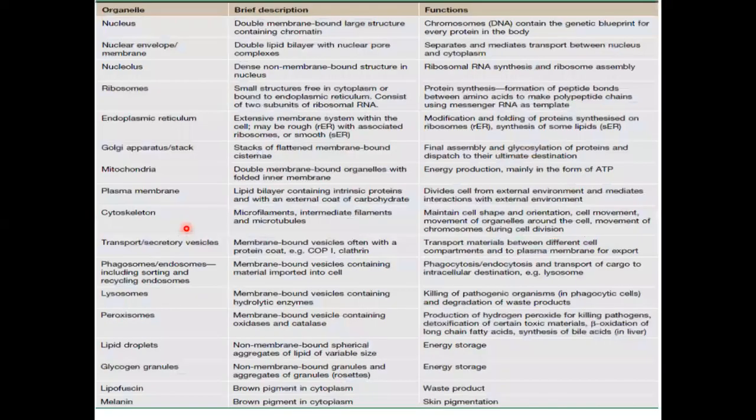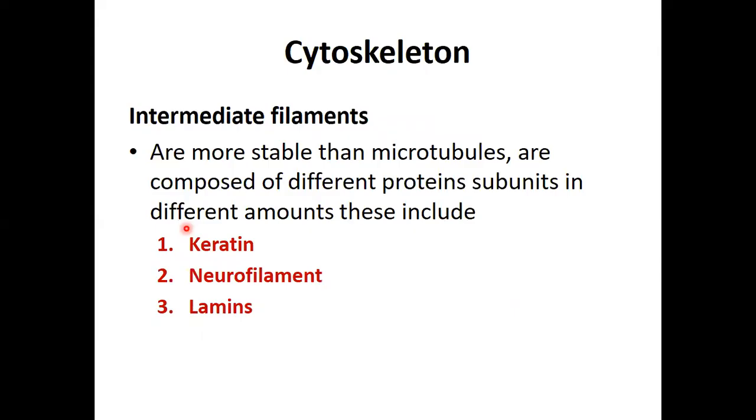So here we have diagrams. Under intermediate filaments, there are these filaments, namely keratin. You've heard of keratin, no? Nails are made up of keratin. Hair is made up of keratin. All those are intermediate filaments. Neurofilaments, these are found in nerve cells. Then laminins are found in all other types of cells. So these cells remain attached to each other.